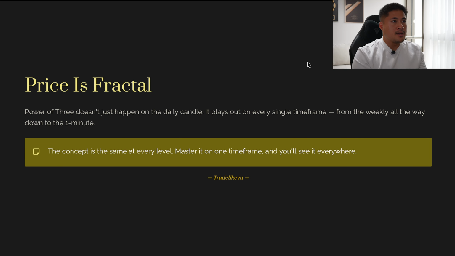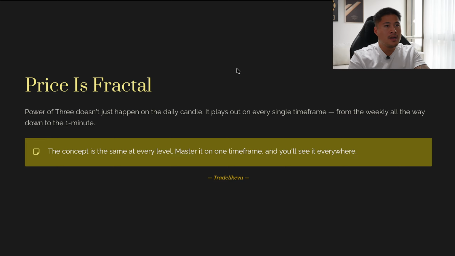Another very, very key concept is that price is fractal. You've learned it in the past episode. Power of three doesn't just happen on the daily candle. It plays out on every single time frame, from the weekly all the way down to the 1 minute, or to the monthly, or whatever time frame you want to use. Everything that you see on the 1 minute can also happen on the monthly, can also happen on the 50 minute. The concept is the same at every level. So master it on one time frame and you'll see it everywhere.